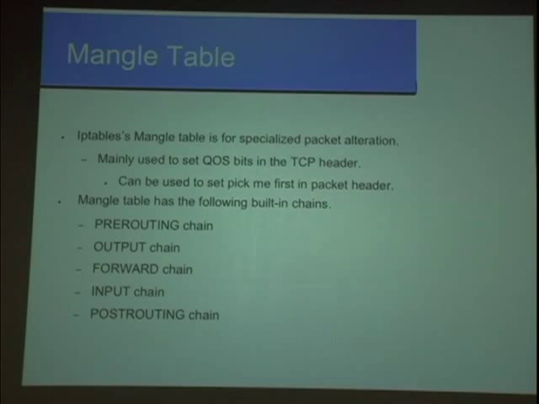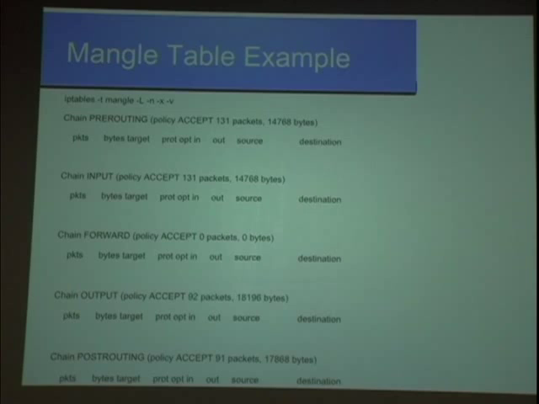So we have a mangle table example here. These are all empty by default. But you can set the pre-routing, input, output, forward, post-routing. Later on, I'll show you how all these tables fit in through the packet flow and everything.